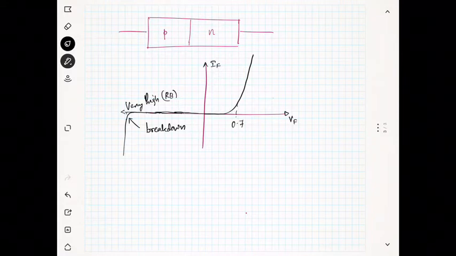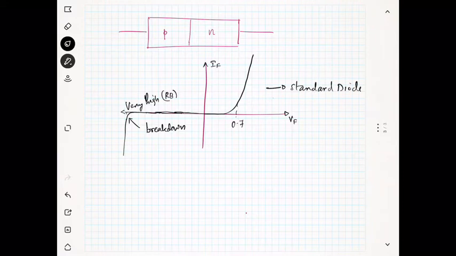In the case of a standard diode, the breakdown will normally happen at high voltages. Actually it depends upon the doping concentration and so on. So this is the case of reverse bias in a standard diode.